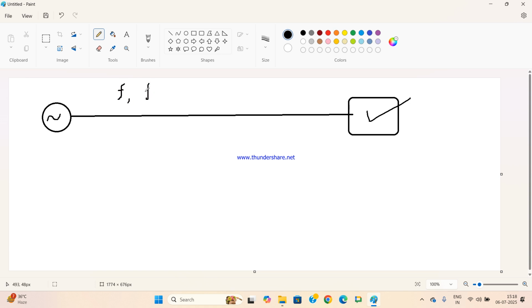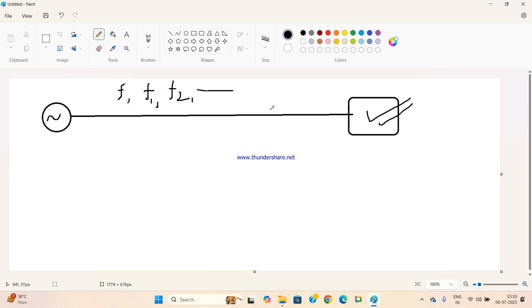Rather than that, when I am connecting this nonlinear load, it is giving the frequency of F1, F2, and all these things. Some frequencies are giving. So how to find out that? That is done by the Fourier series expansion. Already I explained. You take a signal, then you expand into Fourier series.